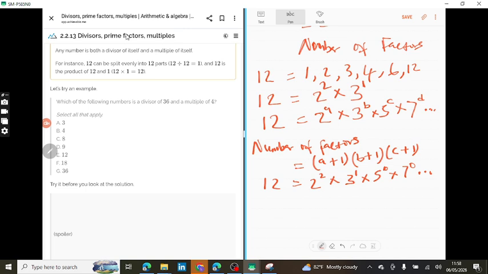Let me quickly demonstrate that for you. I'm going to ask you, if we have a raised to the power x times a raised to the power y, this becomes what? Are you sure you did exponents? This will become a raised to the power x plus y.